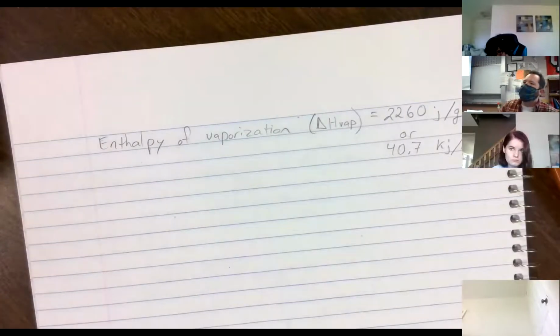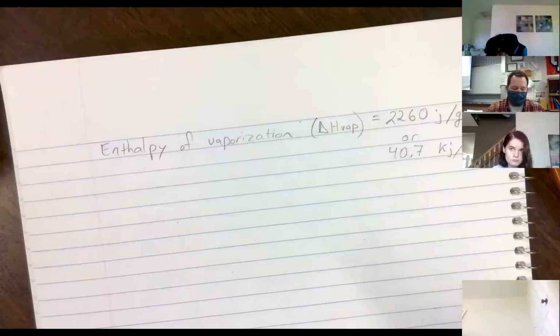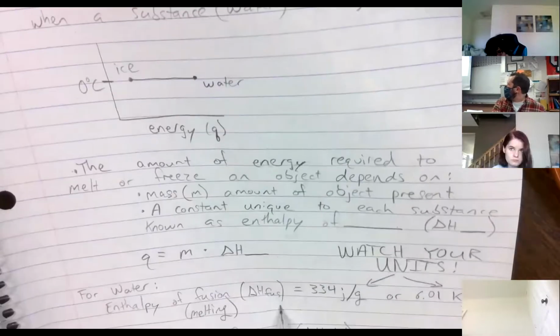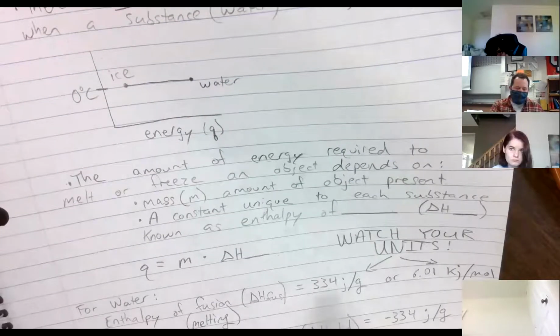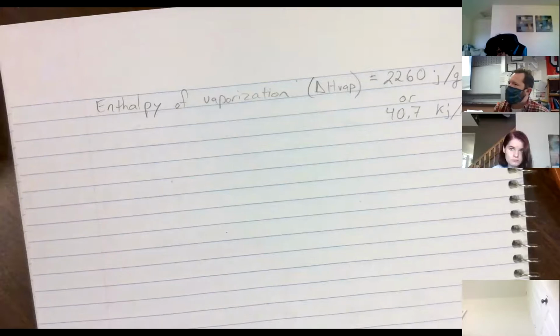Really important to know what units you have, what units you're working with, and what units you finish with. So you notice that's quite a bit larger than that one we just looked at, right? The first one, the amount of energy to melt water, was only 334 joules per gram. This one, it's like 2,260. It's like 7 times more energy to vaporize the same amount of water as it is to melt.